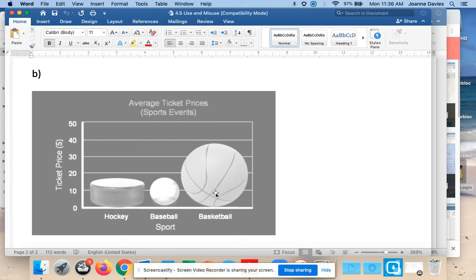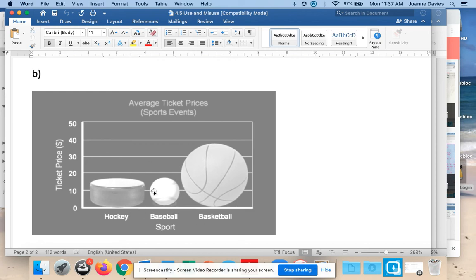When we look at the second example, average ticket prices, again, what might we determine from this? Looking at this, we might think that basketball prices are over 2 or 3 times more expensive than hockey, and that baseball and hockey are the same. We have to be careful of looking at our scales and what the images are saying. Are they representative of the actual data, or are they misleading?